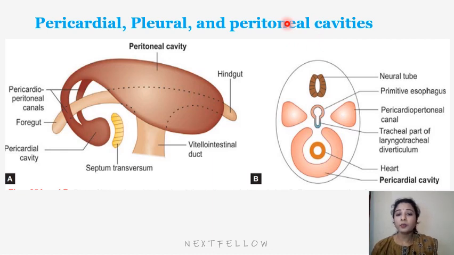So the paired pleuropericardial membranes are like sheaths. And these sheaths of somatic mesoderm separate the pericardial cavity from the pleural cavity. So this is the pericardial cavity, and this would form the pleural cavity. The partition between them is called the pleuropericardial membrane.